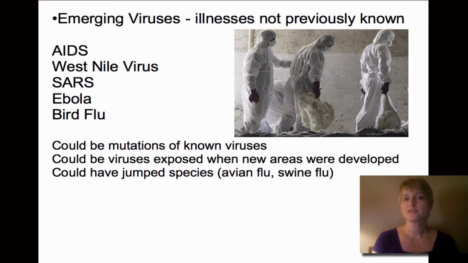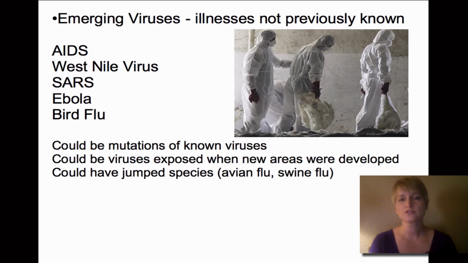We also have emerging viruses. These are illnesses that were not previously known. We had not seen those before. These are fairly new viruses. So we have the AIDS virus, West Nile virus, SARS, Ebola, and the bird flu. And the way that these develop is because there could be a mutation of a known virus. So we have a virus that we're familiar with, basically like the flu. We're very familiar with the flu, but there are mutations, and that makes a new version of the flu.